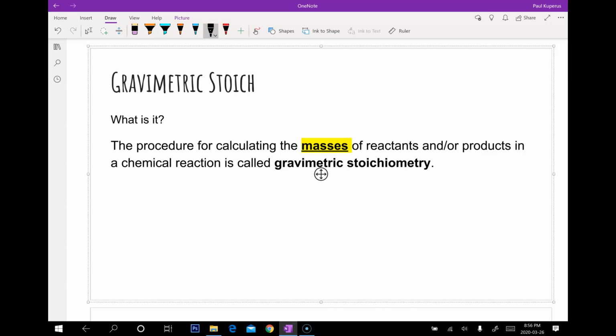Lesson number 2, gravimetric stoichiometry. So in gravimetric stoich, we are using a mass of a reactant or a product to determine a mass of something else in our chemical equation. It's always a mass-to-mass relationship.